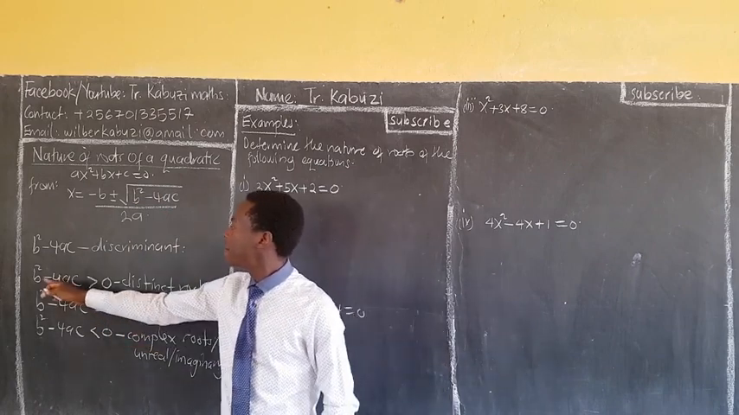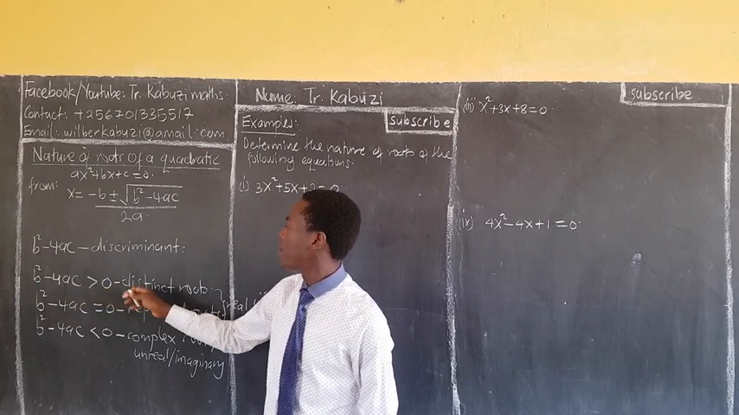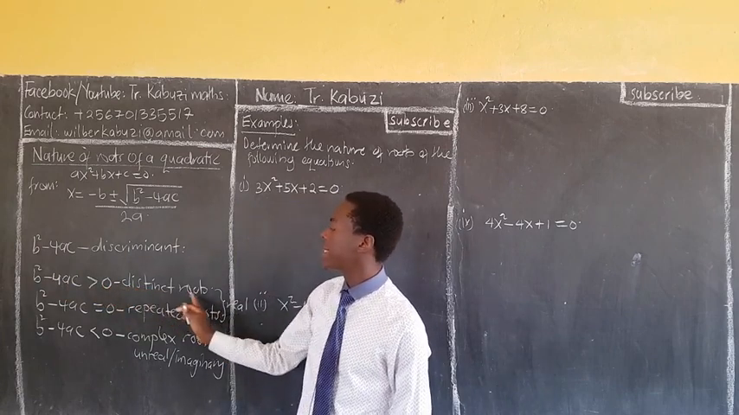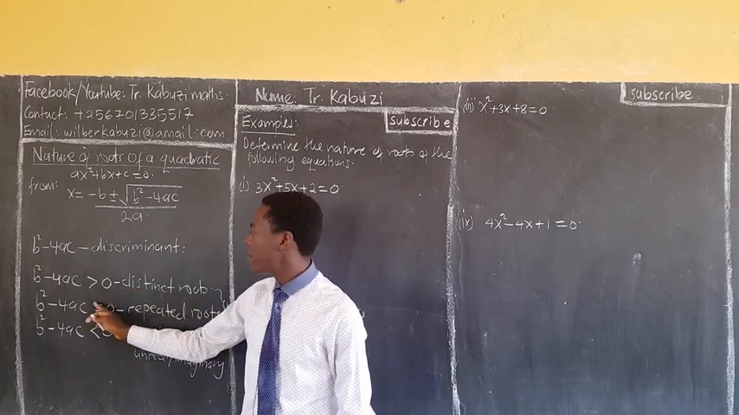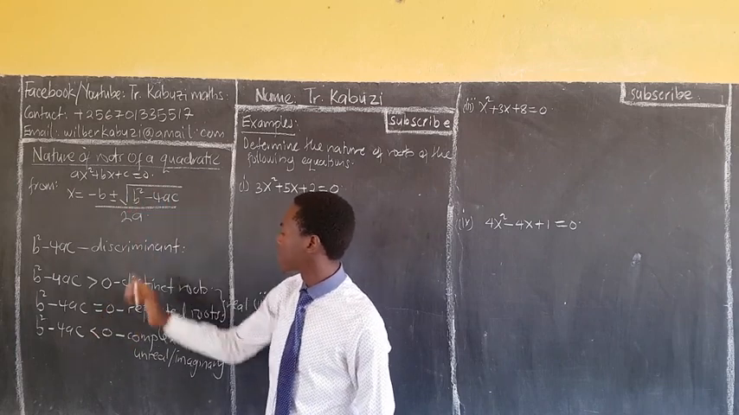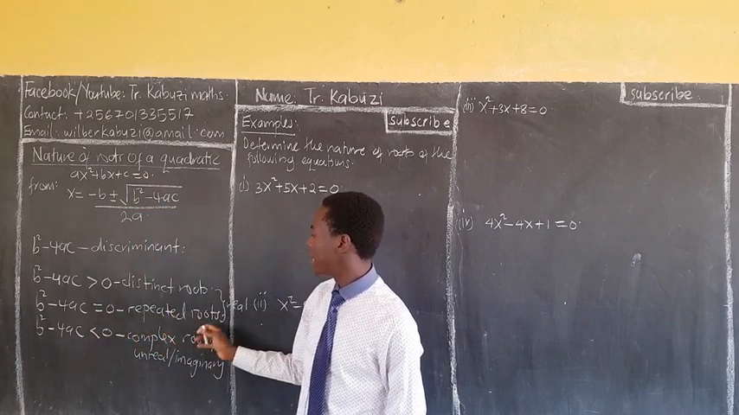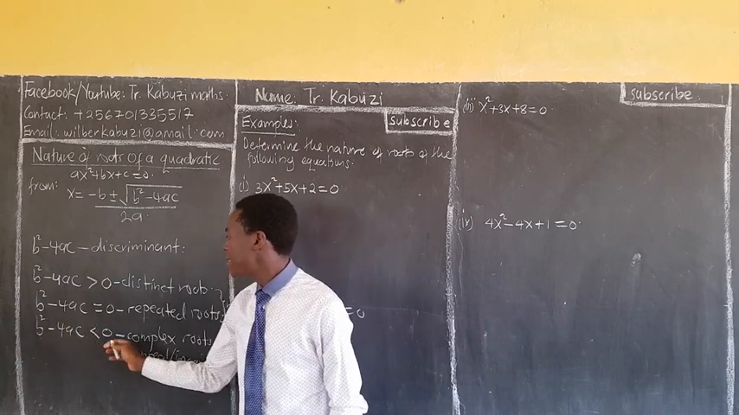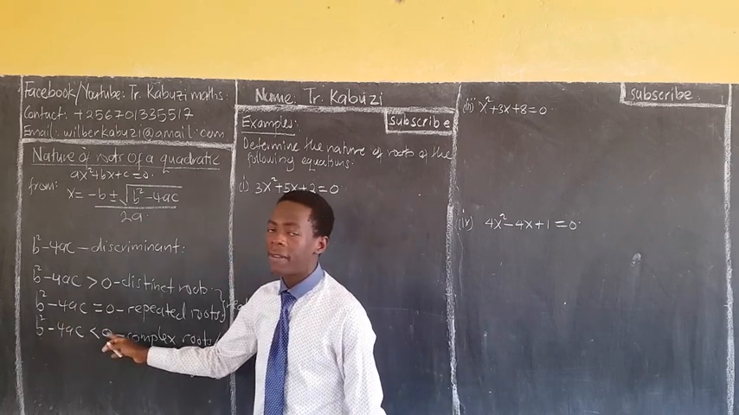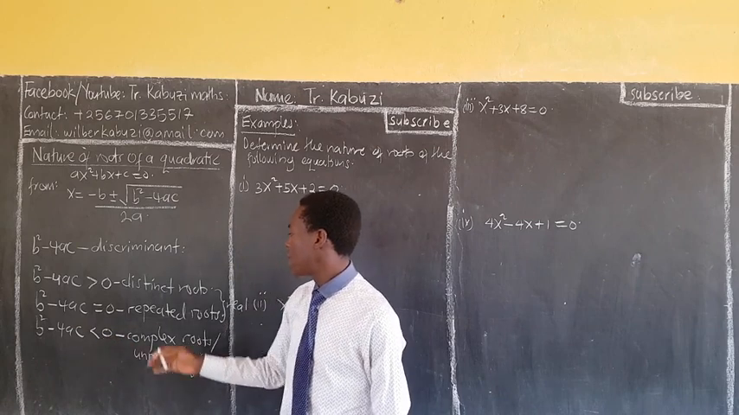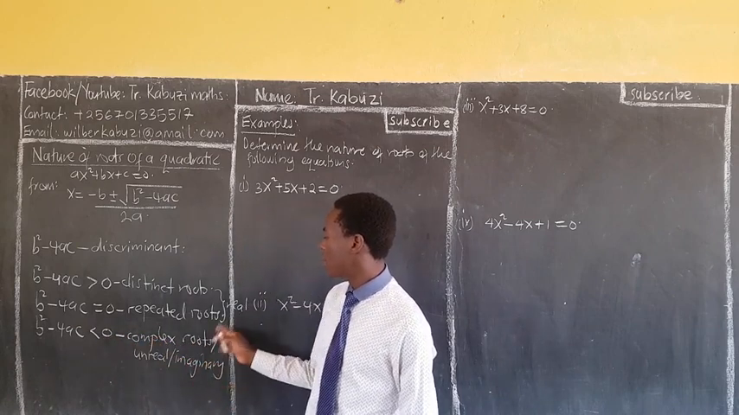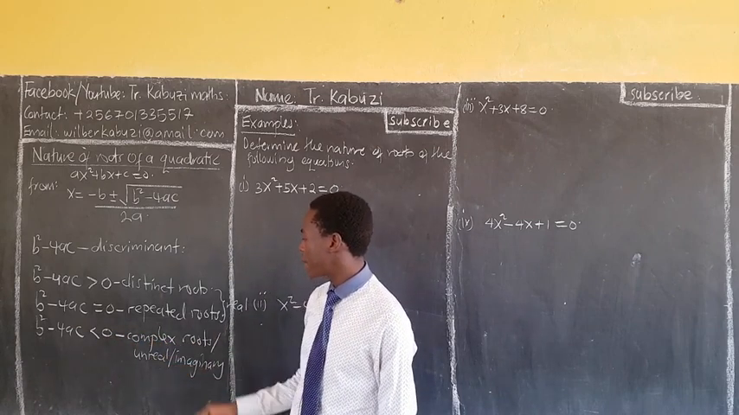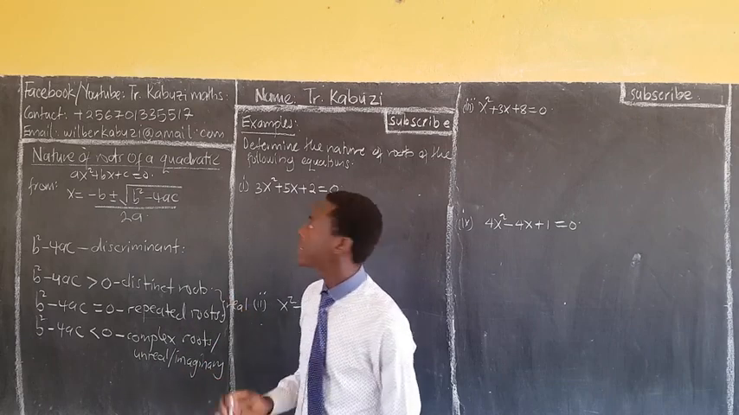If the discriminant is greater than 0, we are going to get real distinct roots. If the discriminant is equal to 0, if the whole of this is 0, we are going to get repeated roots. If the discriminant is less than 0, if it's negative, we are going to have complex roots. Some call them unreal or imaginary roots.